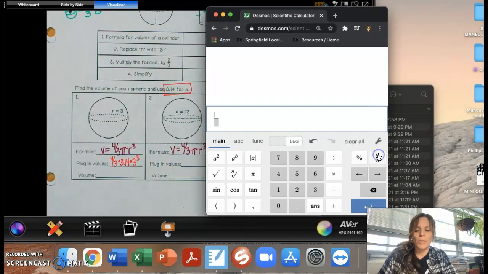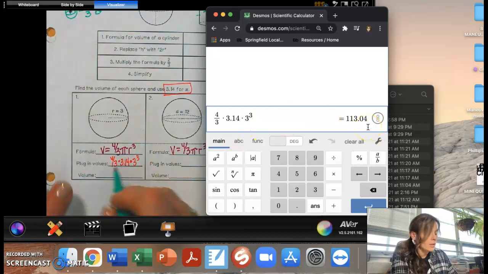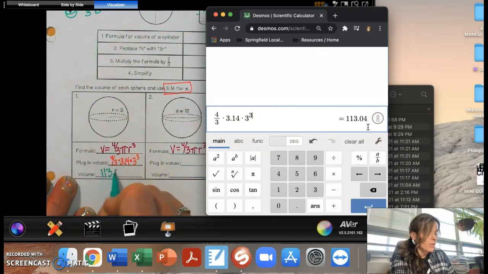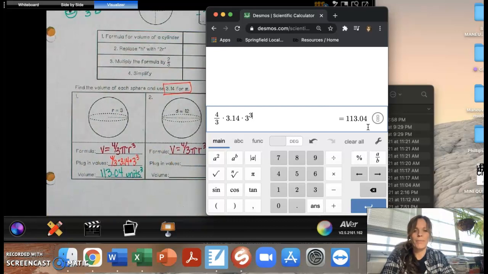If you're using Desmos, you just put the 4 on the top and the 3 on the bottom, or you could do 4/3 times 3.14. Again, do not use the pi button right here. And then when you do your 3, you're going to use the A to the B button to get that 3. And it gives you 113.044 hundredths. And this is just units cubed because we don't know what they're talking about.